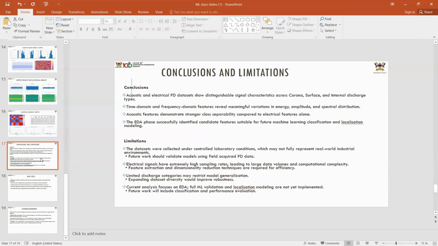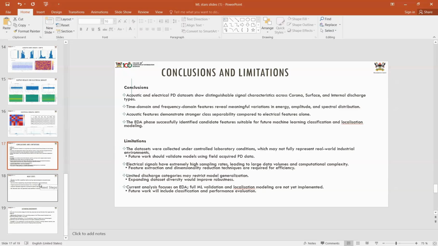Our conclusion is that acoustic and electrical PD datasets show distinguishable signal characteristics across corona, surface and internal discharge types, whereby we use time and frequency domain features to reveal meaningful variations in energy, amplitude, and spectral distributions. The acoustic features demonstrate stronger class separability compared to the electrical features alone. The EDA phase successfully identified candidate features suitable for future machine learning classification and localization.